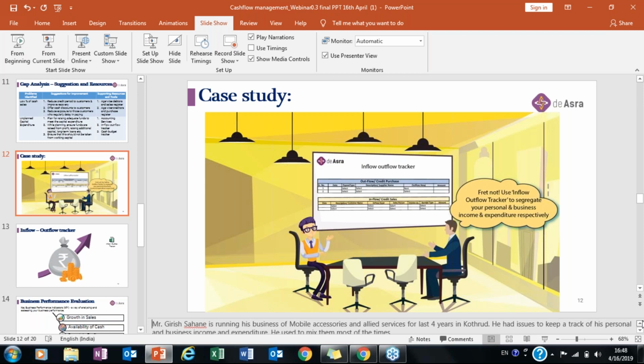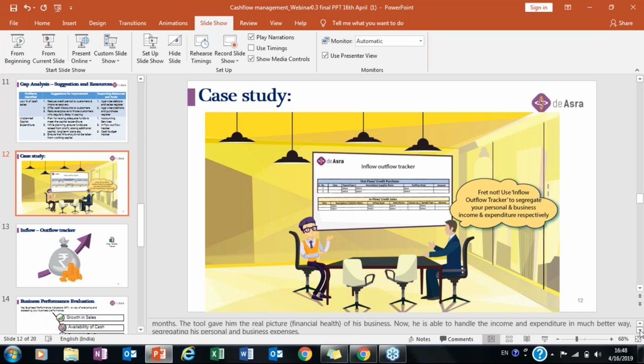So I'll repeat again, Mr. Girish Shahane is running a business of mobile accessories and allied services for the past 4 years in Kothur. He had issues keeping track of his personal and business income and expenditure. He used to mix them most of the time. After taking the mentor's guidance and Udyog Mitra's guidance from deAsra for his cash crunch and future business planning, he started using the inflow outflow tracker for the last 10 months.